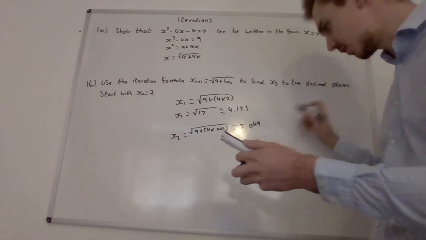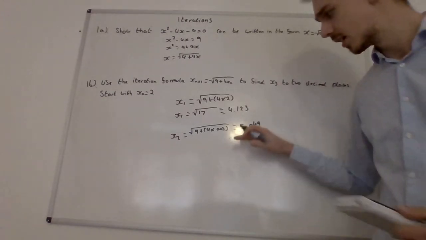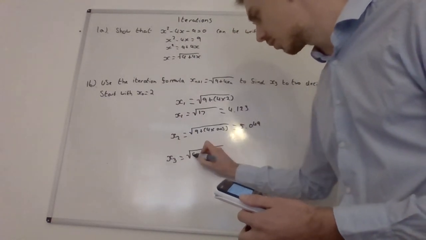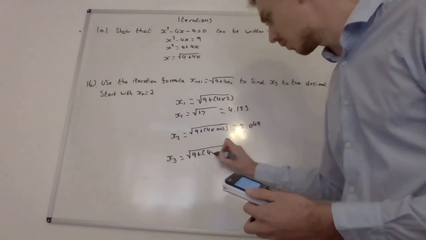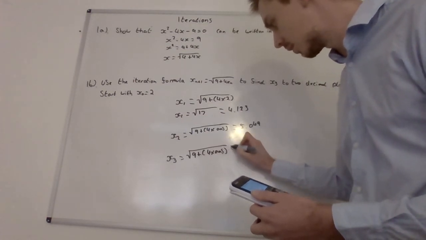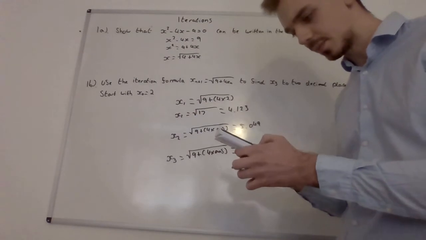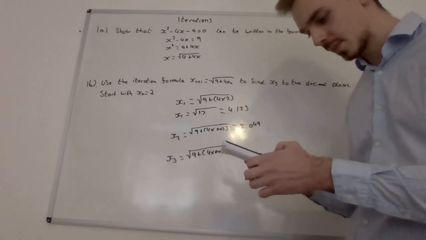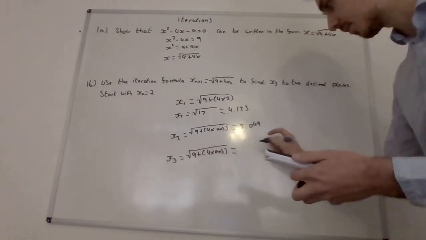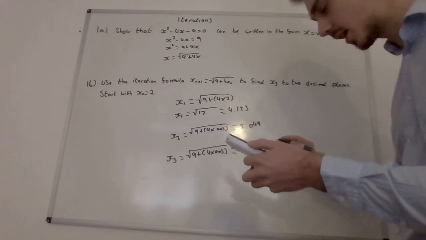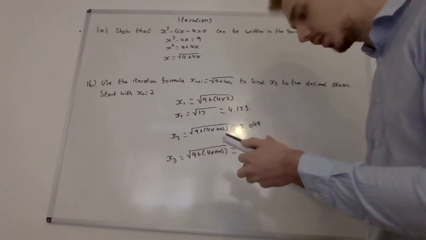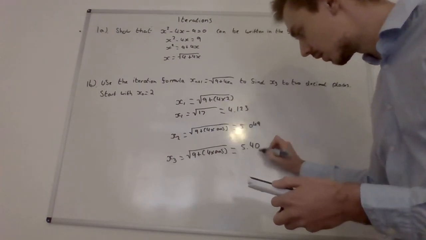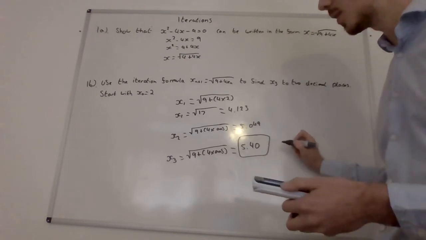That's given me 5.049, and so on. But we're trying to get to x3, so I'm going to keep that there and go to x3 now: square root of 9 plus 4 times answer. And it says to 2 decimal places as well, so I have 5.403, so 5.40. That's going to be my answer for 1b.